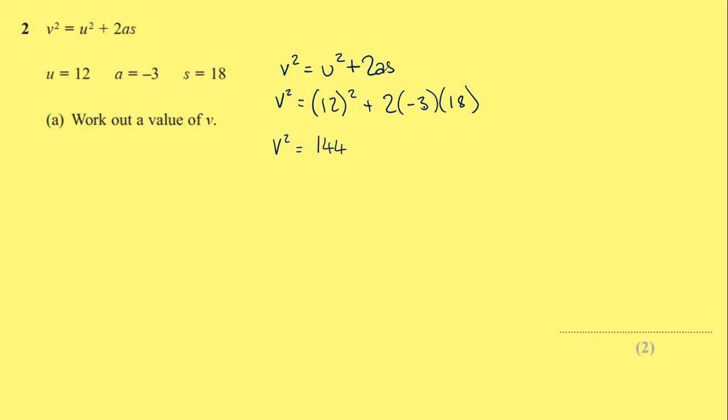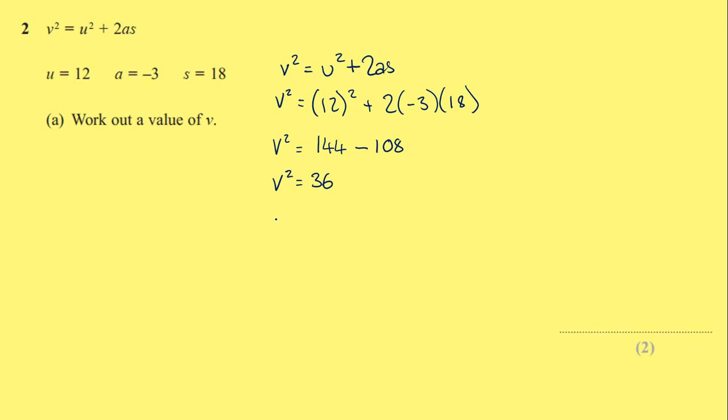2 times 3 is 6. 6 times 18, well 6 times 10 is 60. 6 times 8 is 48. Add those up, you get 108. But there's a negative here. Now, a single negative gives us a negative result. If there are 2 negatives, you get a positive. If there's 3 negatives, you get a negative. Okay? We've got v squared is equal to 36. If there's just 1 negative, you get a negative result.